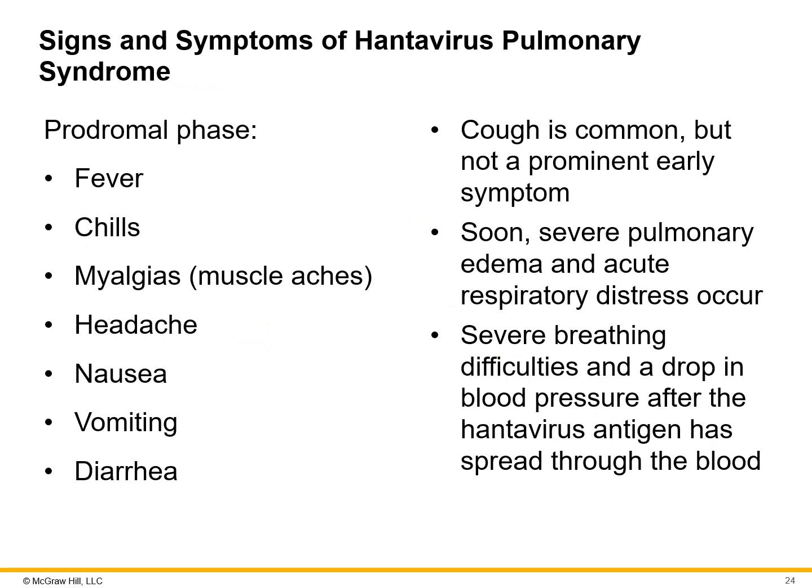Some of the signs and symptoms, the prodromal phase, kind of the early onset: fever, chills, muscle aches, headache, nausea, vomiting, diarrhea. Cough is common, but not prominent early on, but then severe pulmonary edema, acute respiratory distress can occur, severe breathing difficulties, and a drop in the blood pressure. After that, hantavirus agent spreads through the blood.